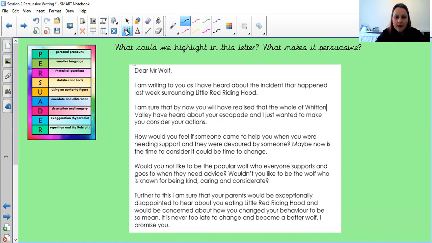Dear Mr. Wolf, I am writing to you as I have heard about the incident that happened last week surrounding Little Red Riding Hood. I am sure that by now you will have realised that the whole of Whitton Valley have heard about your escapade, and I just wanted to make you consider your actions. How would you feel if someone came to help you when you were needing support and they were devoured by someone? Maybe now is the time to consider it could be time to change. Would you not like to be the popular wolf who everyone supports and goes to when they need advice? Wouldn't you like to be the wolf who is known for being kind, caring and considerate?